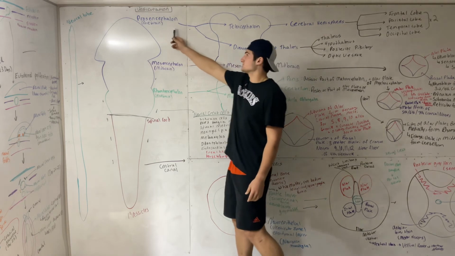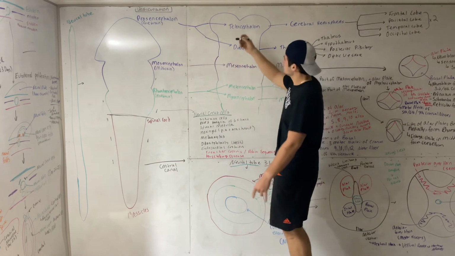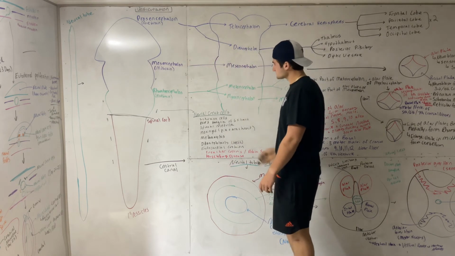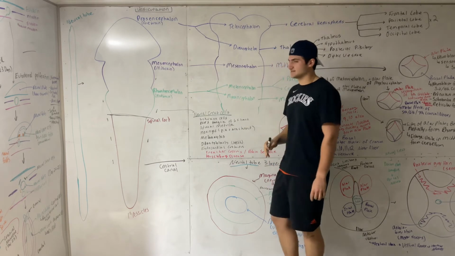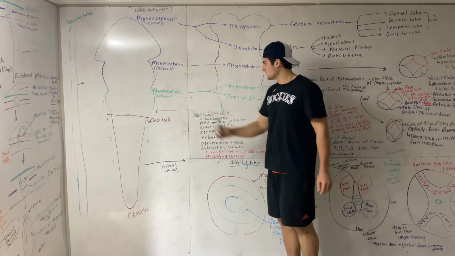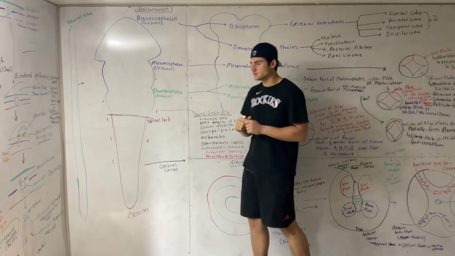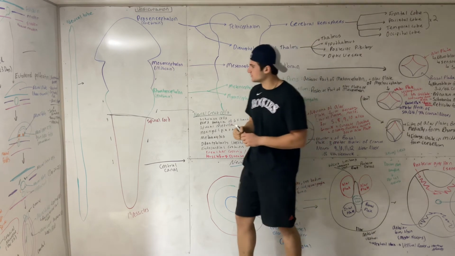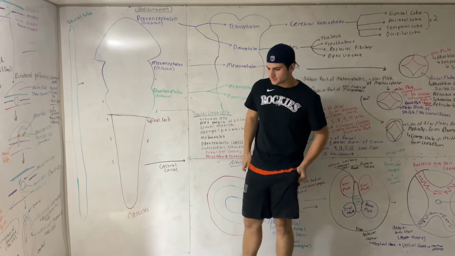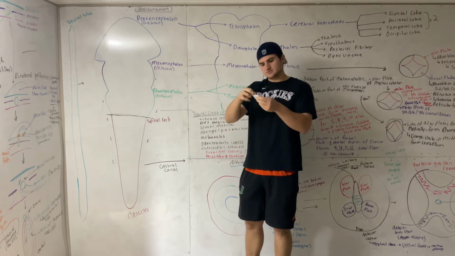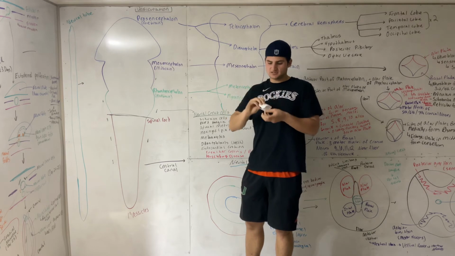Okay, so the prosencephalon divides into two regions, right? Telencephalon, diencephalon. The mesencephalon, just the mesencephalon, stays the same. The rhombencephalon goes into the metencephalon and the myelencephalon. Now, one other thing I forgot to mention real quick. Remember we had the neural tube, the little neural tube that I have the paper structure of.